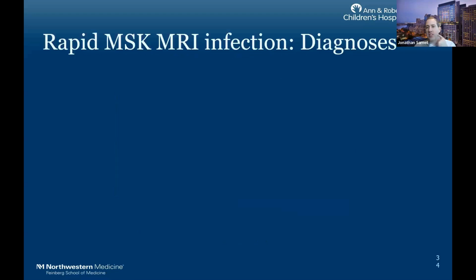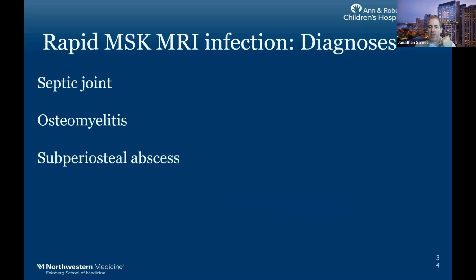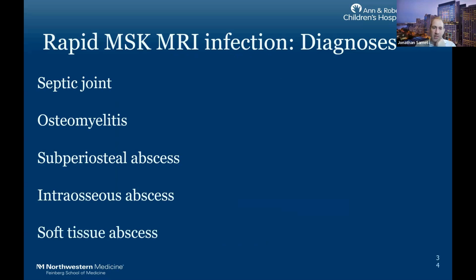So what are the diagnoses that we're looking for, and can you see them on rapid? We showed some examples already. I'm going to show you some even more. We're looking for septic joint. We're looking for osteomyelitis. We're looking for subperiosteal abscess, intraosseous abscess, and soft tissue abscess. This is what we're looking for.